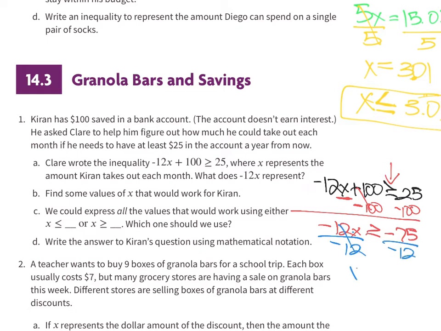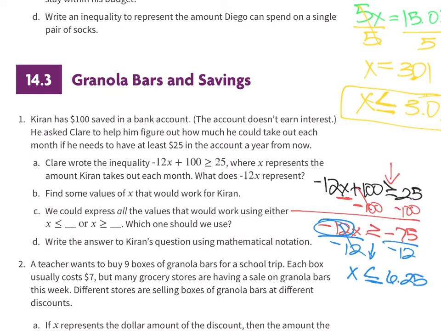Okay, this is the one difference. So if I go negative 75 divided by negative 12, I get 6.25. Okay, here's the one difference. If you notice it's a greater than or equal to, we're going to switch it to less than or equal to. When the number with the x is negative, so we have a negative 12 here, we have to switch the sign to make the inequality true.